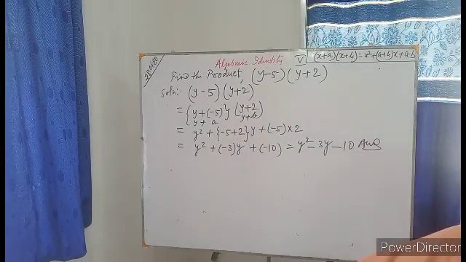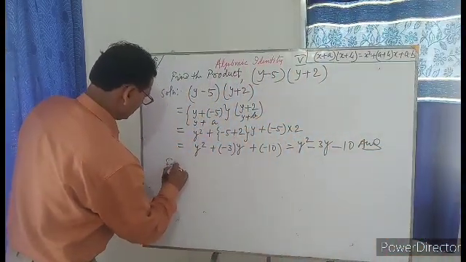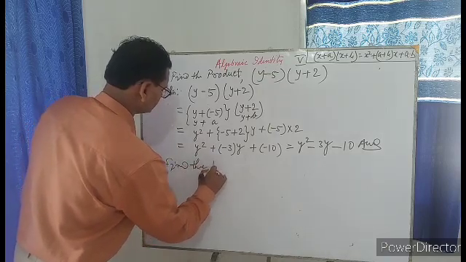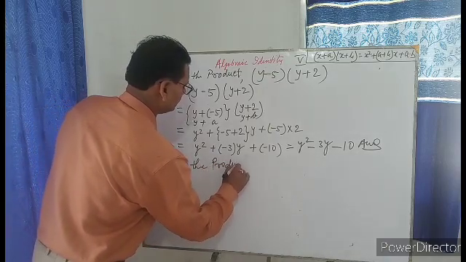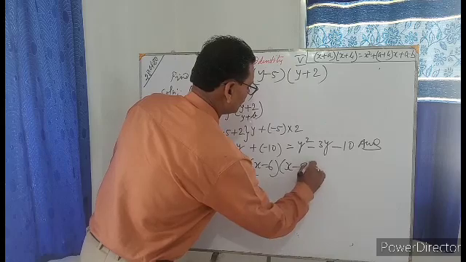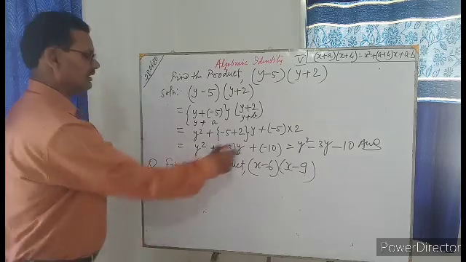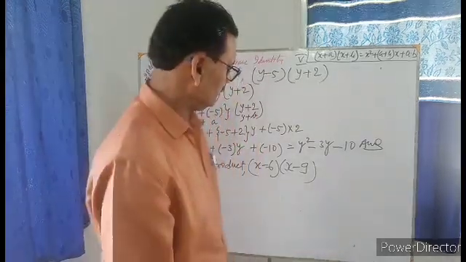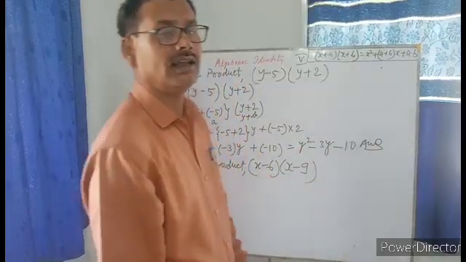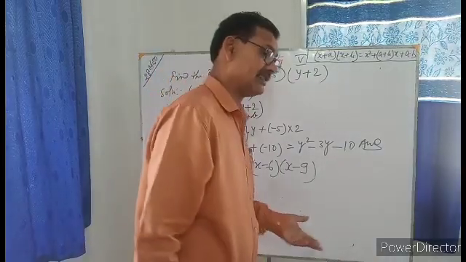Just like you may see here, (x - 6)(x - 9). The same type of question. Now you may have a problem: sir, here both the terms are negative. You will say a and b both are negative, and you may feel embarrassed. That is not necessary.